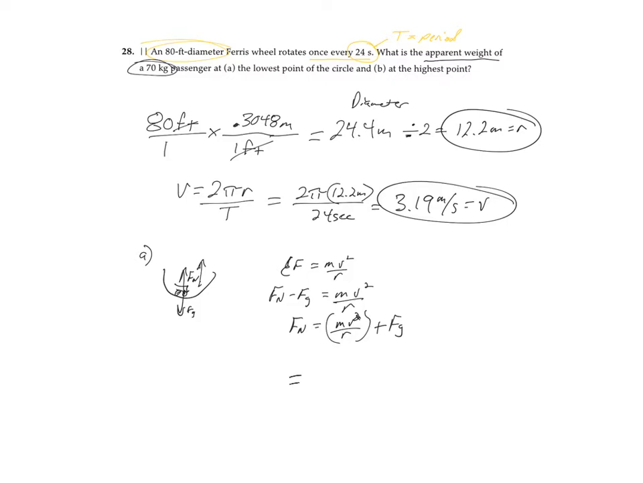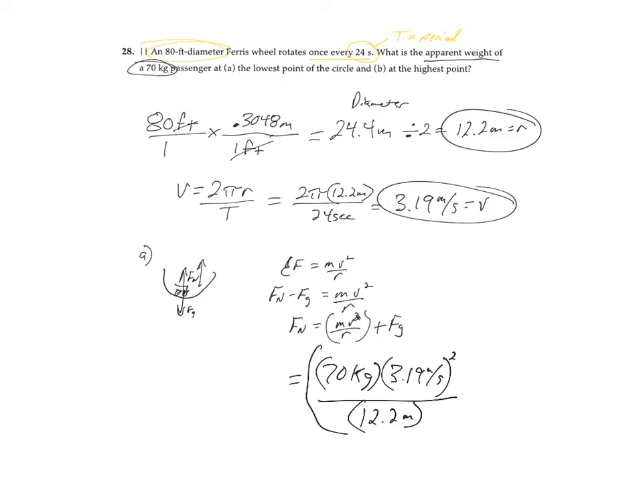And I can probably start putting in some numbers here, yes? Mass is 70 kilograms. V, didn't we do that like an hour ago? 3.19 meters per second. I have to square that entire quantity. And radius, we did that a while back. And whatever that number is, I have to add force gravity. Force gravity is just mass times gravity. So 70 times 9.8, you should get 686 newtons.